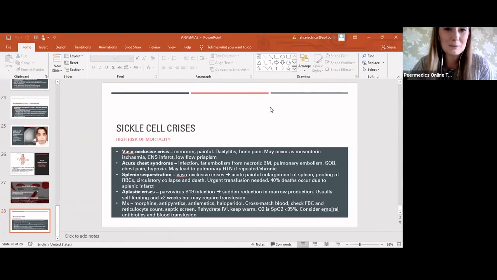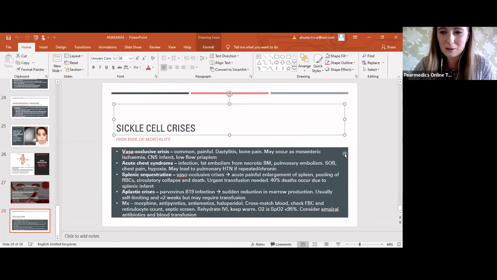Cool. That is it. Hopefully that hasn't been too horrendously boring, because I know anemias can be a bit repetitive because it's just a lot of, oh, the red cells are down, etc, etc.